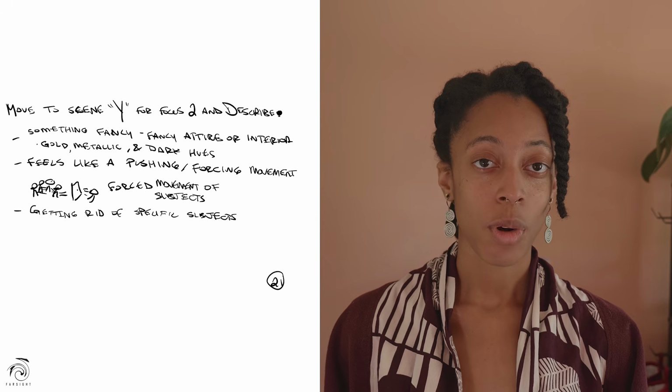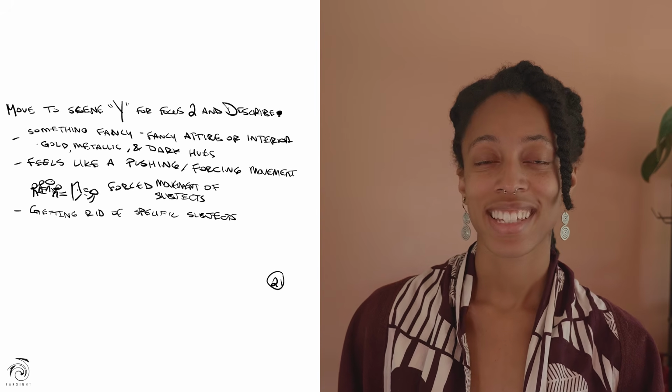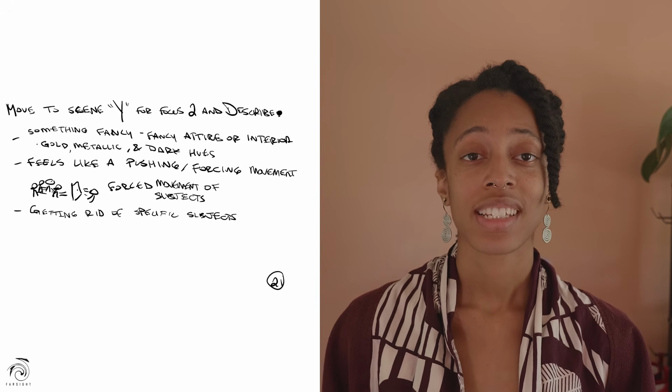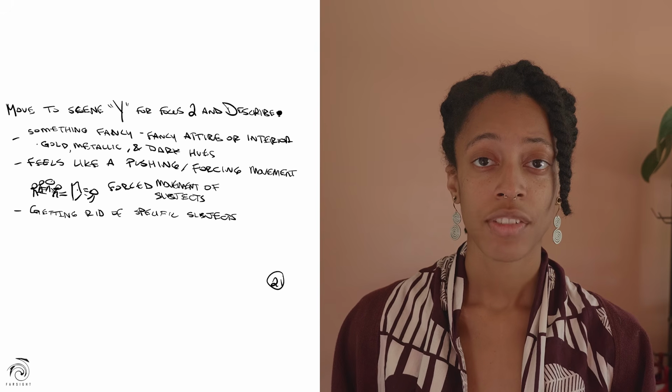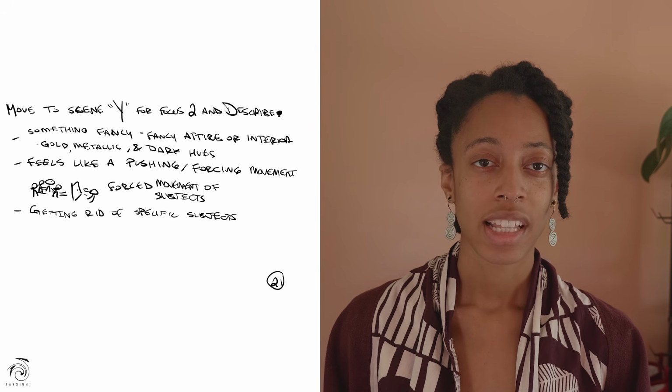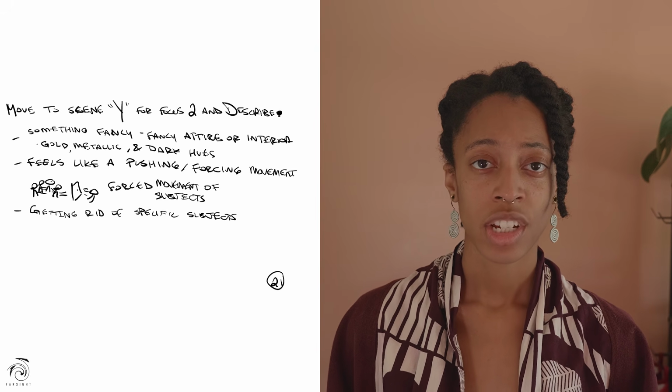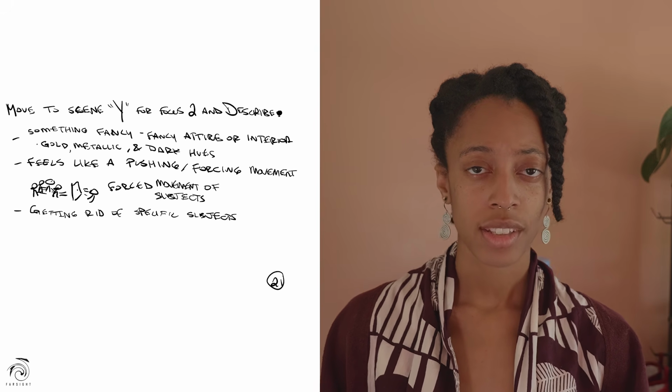Next, moving to scene Y and describing, there's something fancy, like fancy attire or fancy interior decor, and I'm getting gold, metallic, and dark hues. I feel a pushing or forcing movement, like the forced movement of subjects, or they're getting rid of specific subjects.